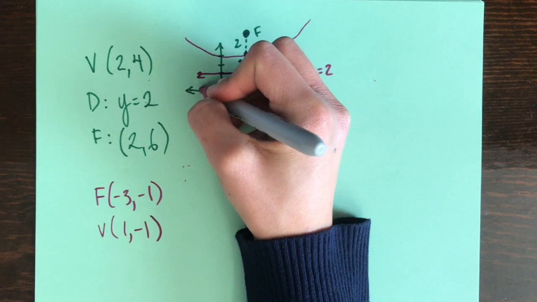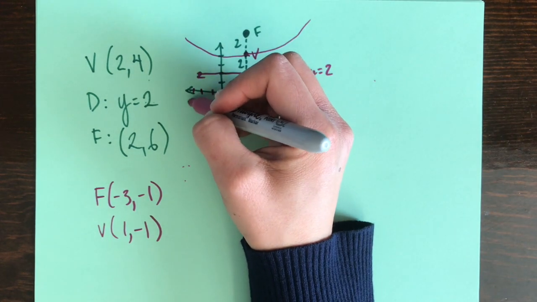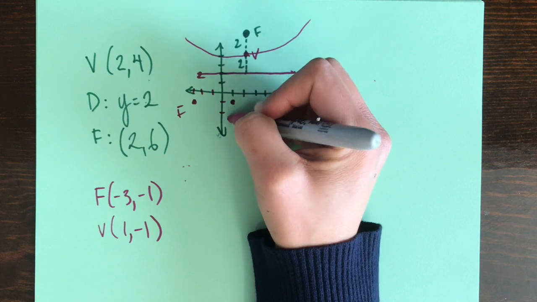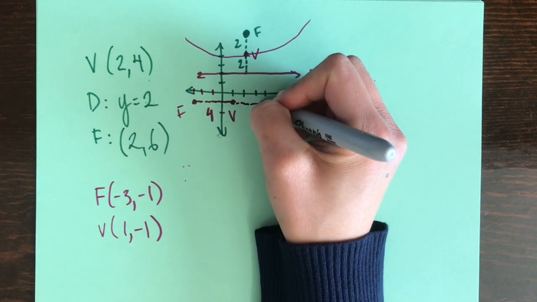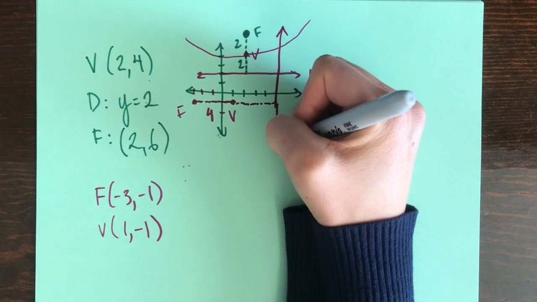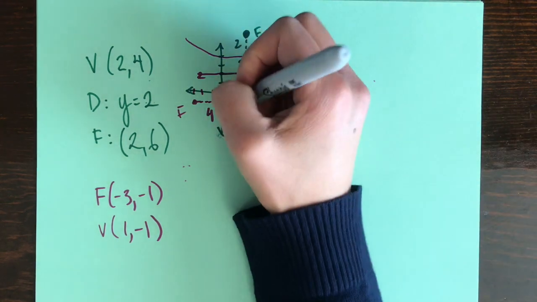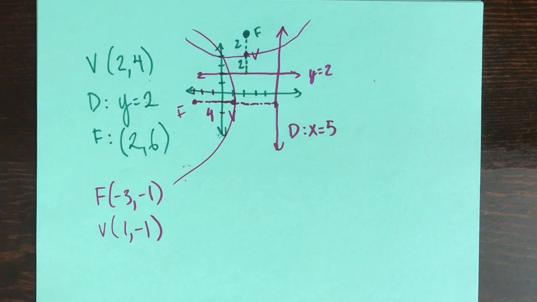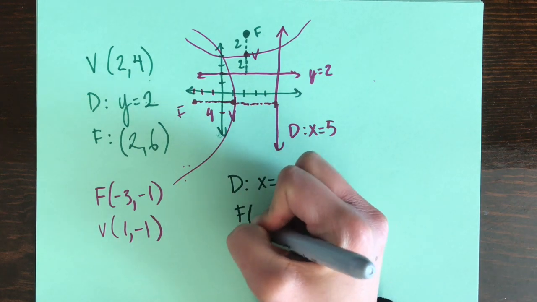Okay, so the focus in this second picture is going to be (-3, -1), which is right there. And then I know the vertex is (1, -1). So the focus and the vertex are 4 apart, which means the vertex and the directrix also have to be 4 apart, which means the directrix is going to be the line x = 5. And again, I draw my parabola such that the parabola is scooping up the focus.